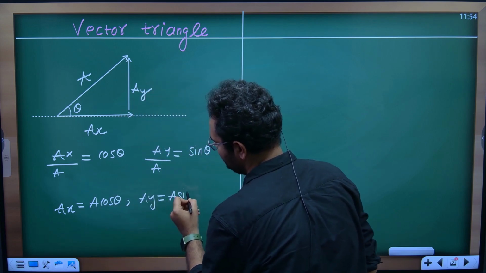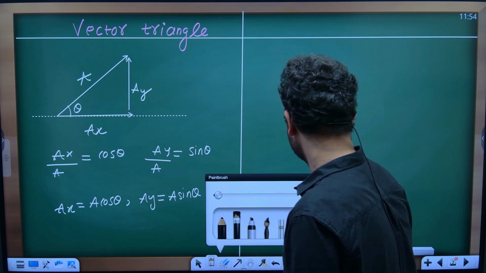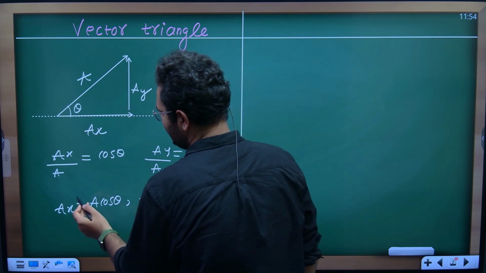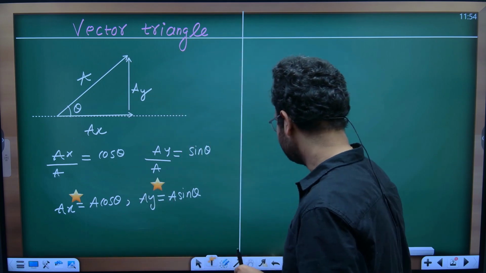Therefore, I can write ax is equal to a cos theta and ay is equal to a sin theta. Very important formula. So sir, should we remember that the x component is always cos theta and the y component is always sin theta? Have I said that? No, no, no. Please try to understand.